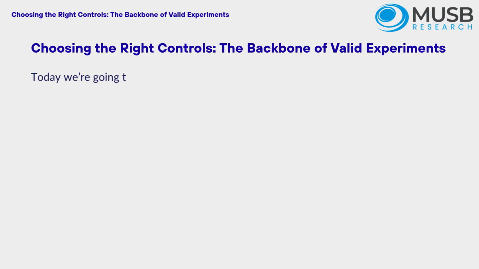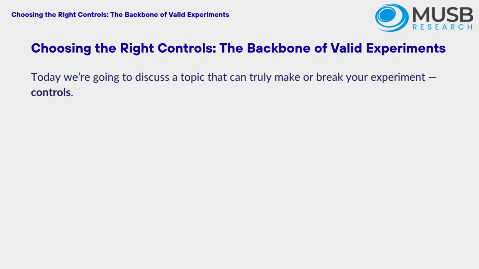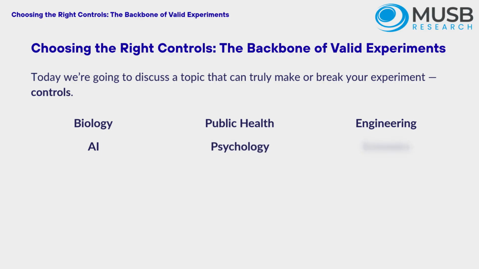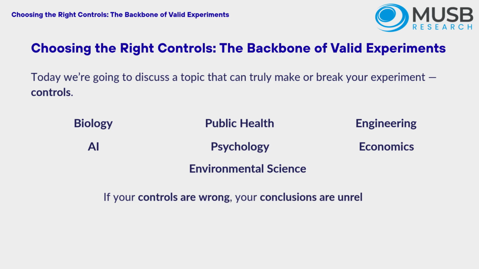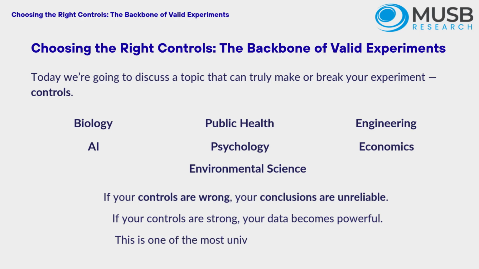Today we're going to discuss a topic that can truly make or break your experiment: controls. It doesn't matter whether you work in biology, public health, engineering, artificial intelligence, psychology, economics, or environmental science. If your controls are weak or poorly designed, your conclusions become unreliable. But when your controls are strong, your data becomes far more meaningful and trustworthy. This is one of the most fundamental and universal principles in scientific research.